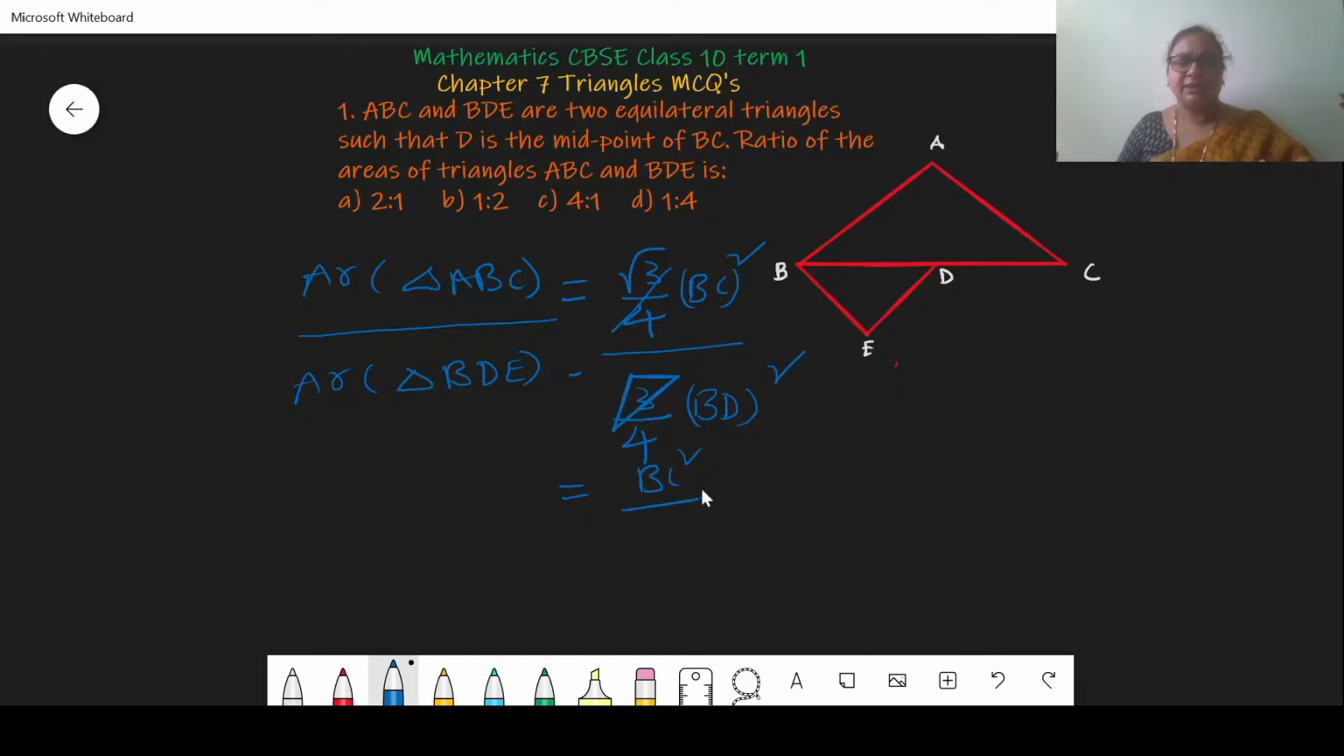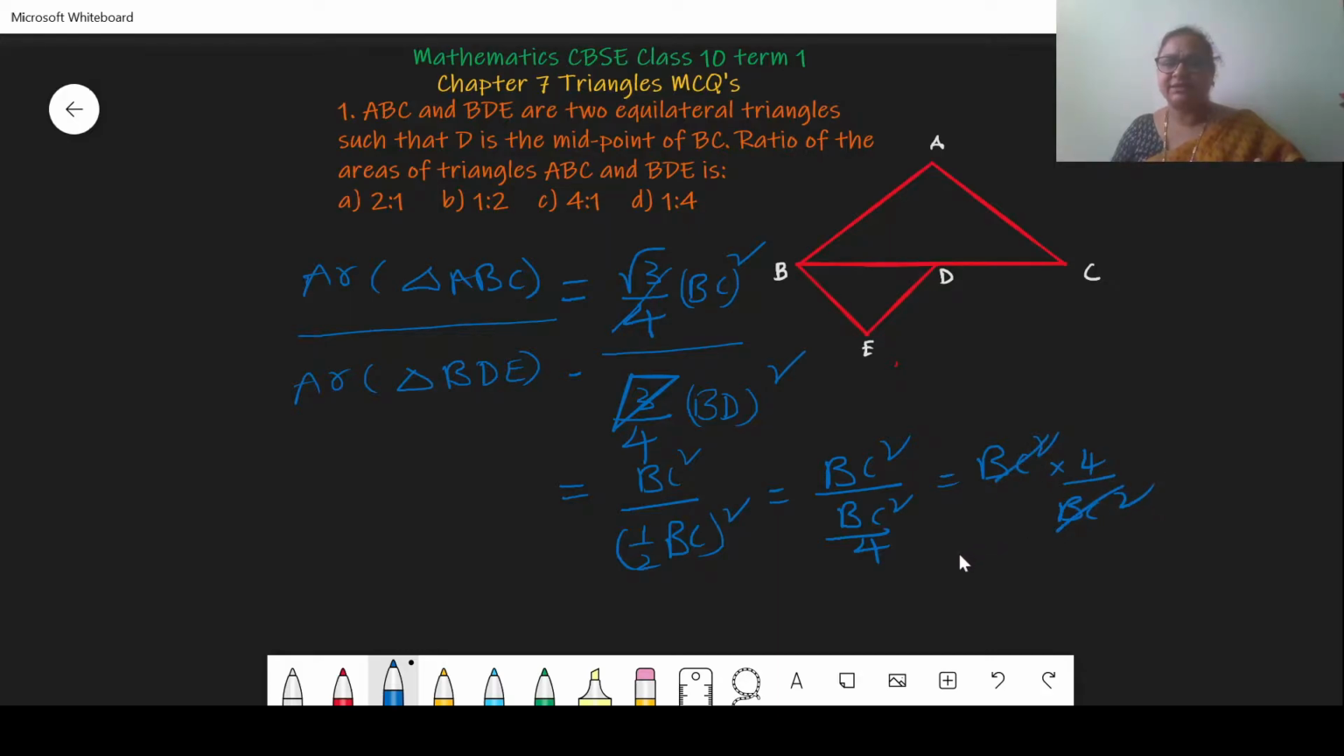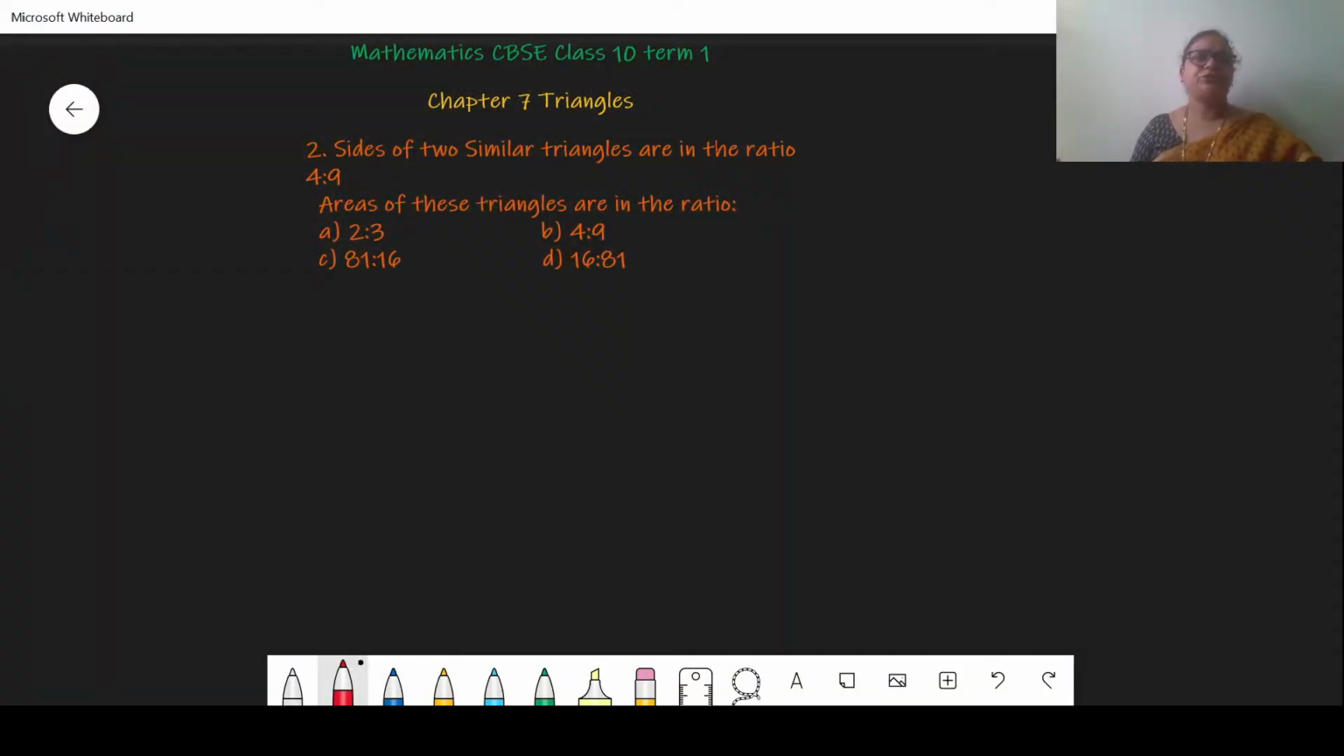BC square by BD square. BD is nothing but half of BC, because D is the midpoint of BC. So BC square by BC square by 4, that is BC square into 4 by BC square. BC square gets cancelled, so this is 4 by 1, that is nothing but 4:1. So option C, 4:1.